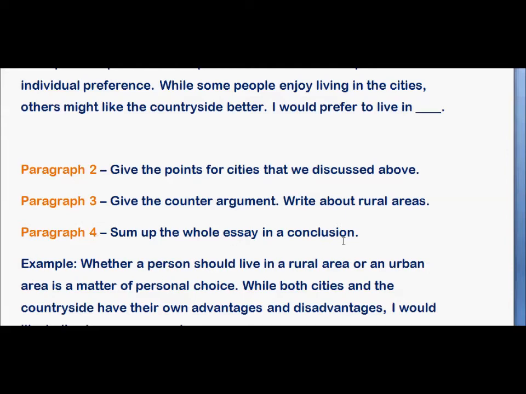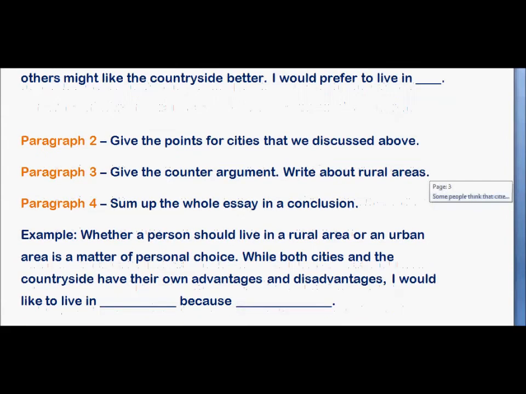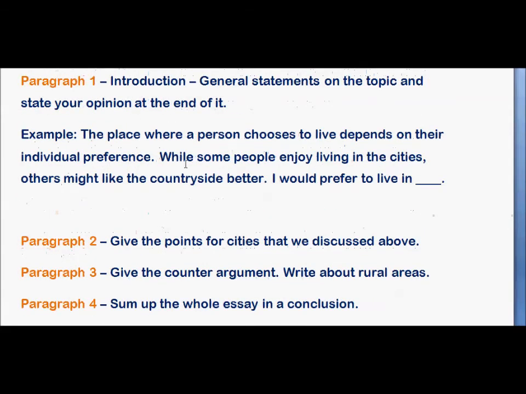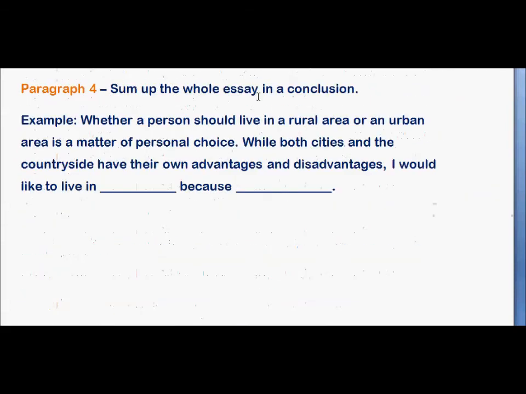Paragraph 4 is sum up the whole essay in a conclusion. We already discussed that above, that you give all the gist of the whole thing, wrap up the whole thing by writing 2 to 3 lines about what your essay was all about. It's a short summary. So whether a person should live in a rural area or an urban area is a matter of personal choice. We have changed the words here. Like here we had used individual preference. Over here we have used the words urban and rural and personal choice instead of individual preference.